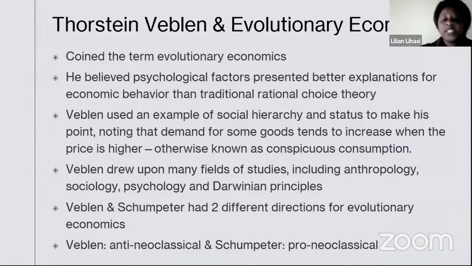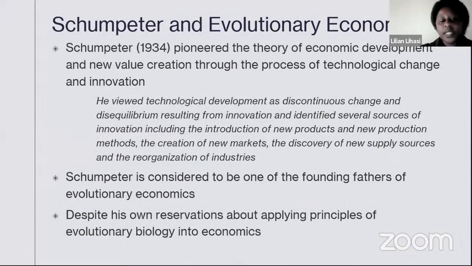Veblen also drew upon many fields of study, including anthropology, psychology, and Darwinian principles, where we find that Schumpeter many times was against referring to biological theories when it comes to economics. So we find that Veblen and Schumpeter, though the key people in evolutionary economics, both of them had two different directions of evolutionary economics. Veblen was anti-neoclassical, Schumpeter was pro-neoclassical. But all in all, they worked together to ensure that this was progressing.